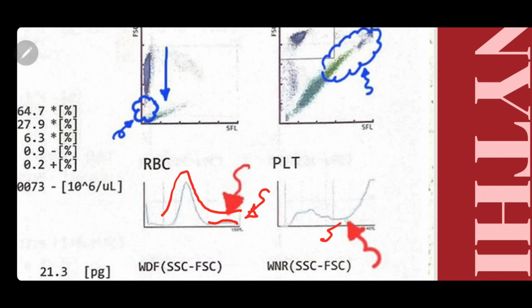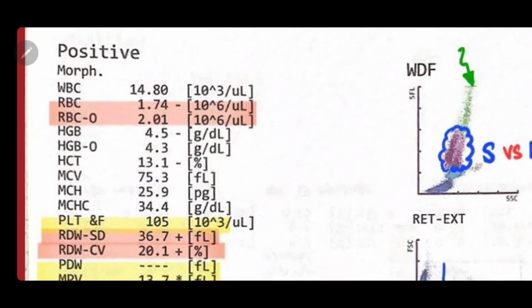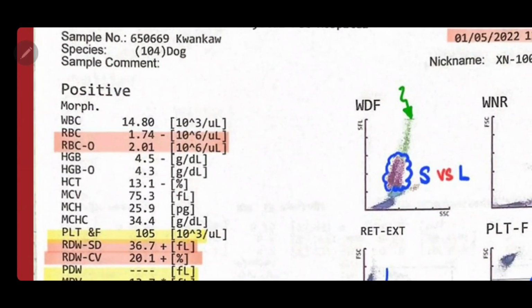The platelet graph shows a similar trend, with a rising tail at the end. Let's look at the numbers. As mentioned, we started on the first day. As a result, this dog has only 1.74 million RBCs left. If we look at platelet O, it is at 2.01 million cells per microliter. The platelets are starting to disappear.